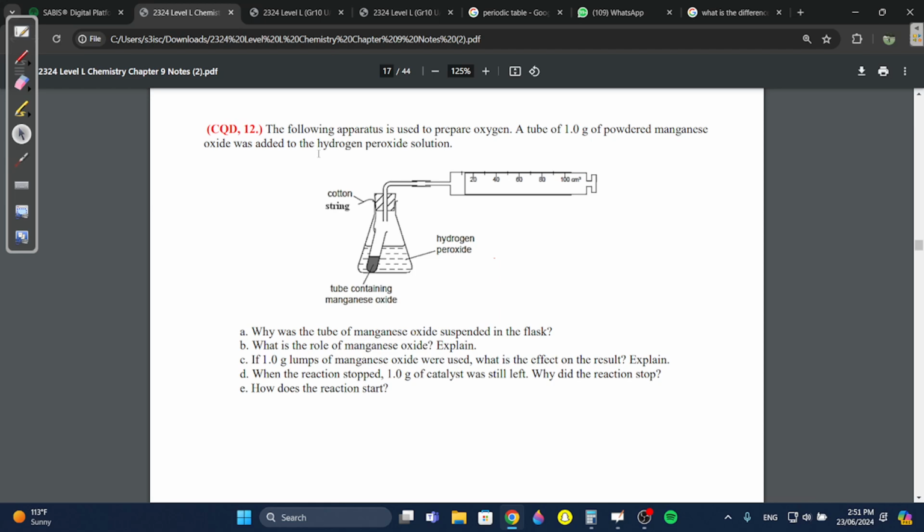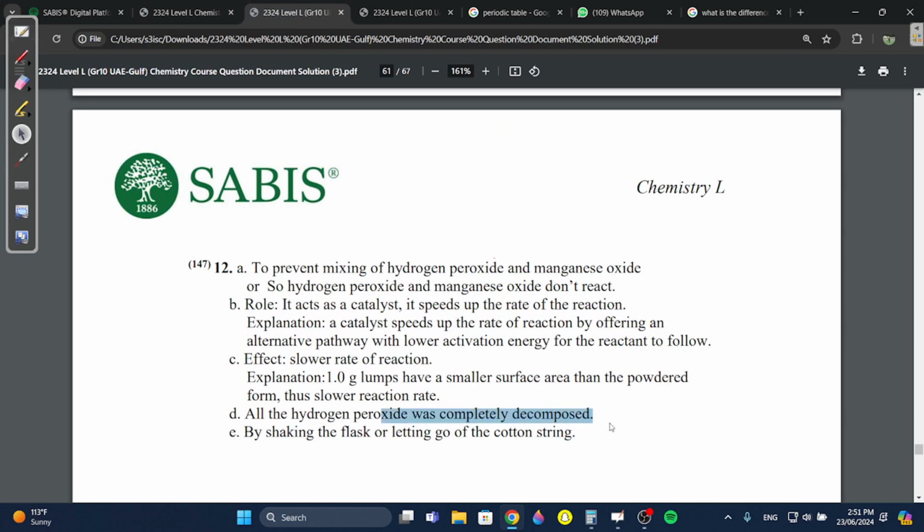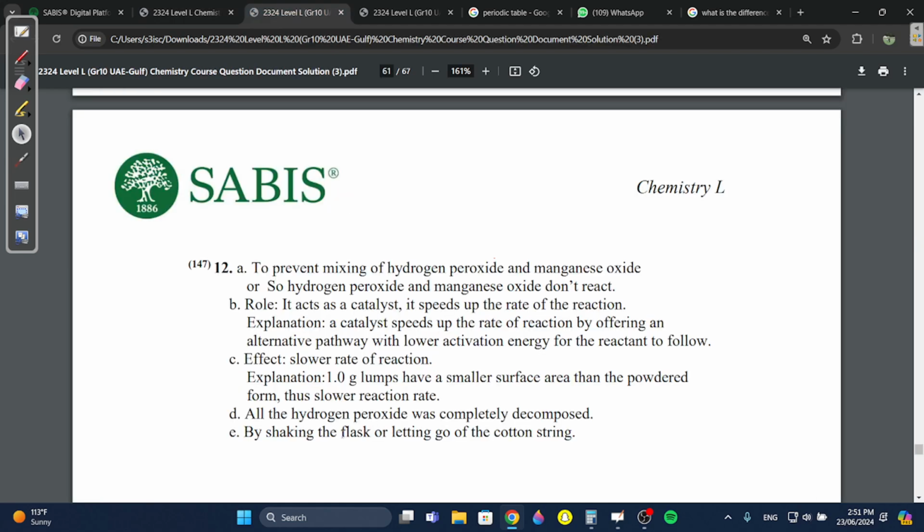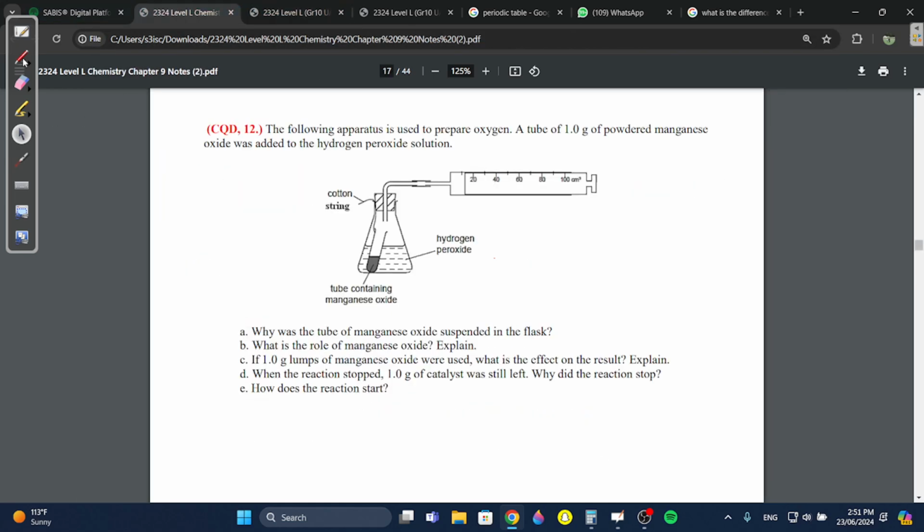When the limiting reactant is fully used up. So here, hydrogen peroxide is our limiting reactant, so hydrogen peroxide was fully used up, fully decomposed. How does the reaction start? By shaking the flask or letting go of the cotton string, so we have to open this up so that it can actually react. Or shake the flask, whatever.